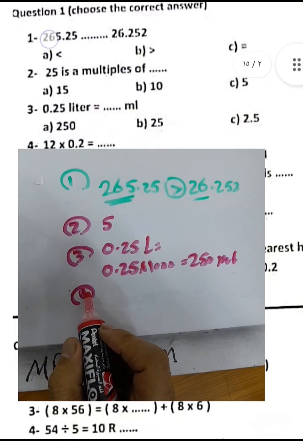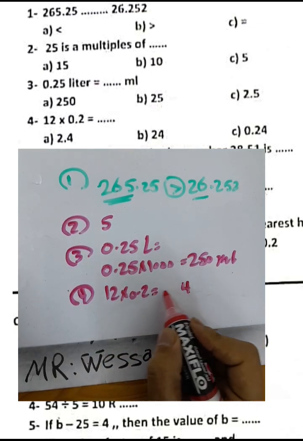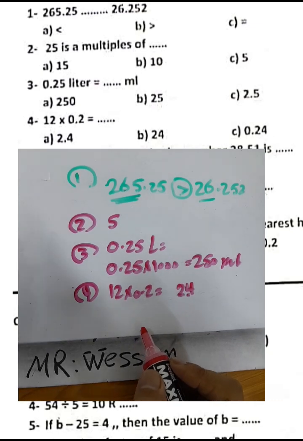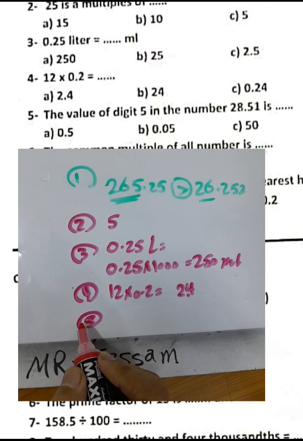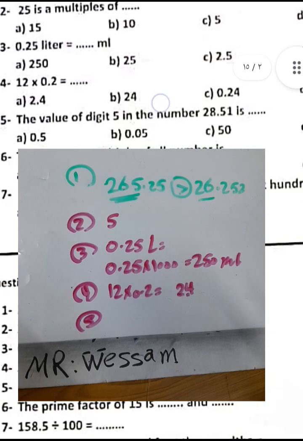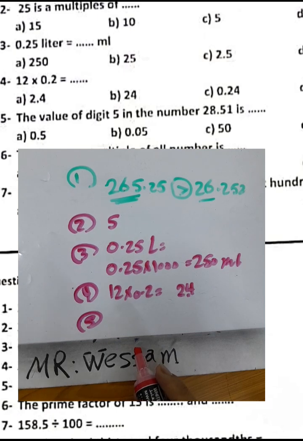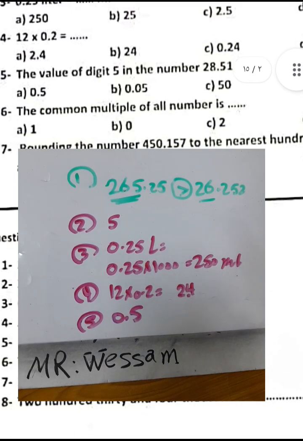Question number 4, 12 times 0.2. 2 times 2 equals 4, 2 times 1 equals 2, and the point goes after one place. The result will be 2.4. Question 5, the value of the digit 5 in the number 28 and 5 hundredth. 5 lies in the hundredth place, or 5 tenths. Okay, 5 tenths, 0.5. It's the value of digit 5 in the number 28 and 51 hundredths. It will be 0.5.